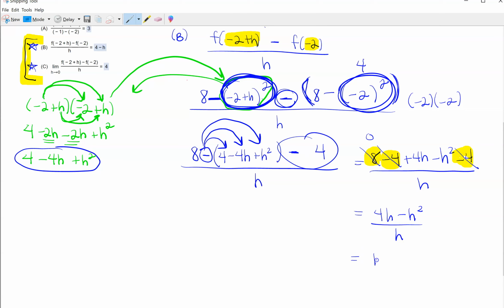4h has an h term that can factor out. That'll leave me just with a 4. Minus h squared has an h factor. That'll factor out. That leaves me an h. All that's over h. And then h divided by h is 1. So I end up with the binomial 4 minus h.